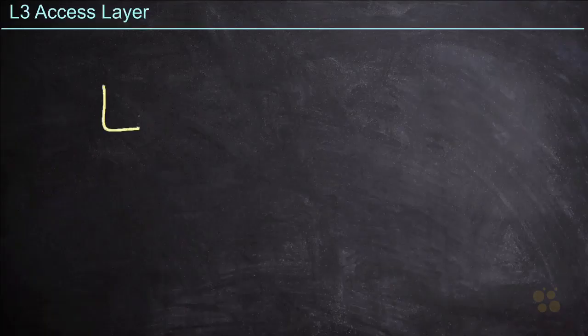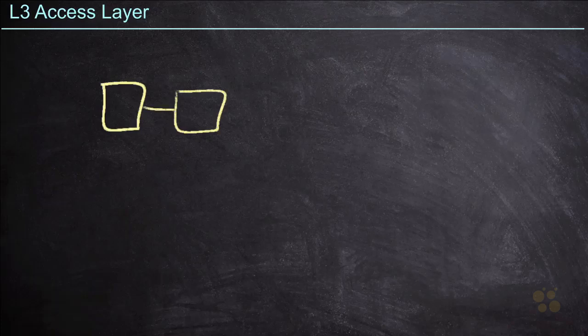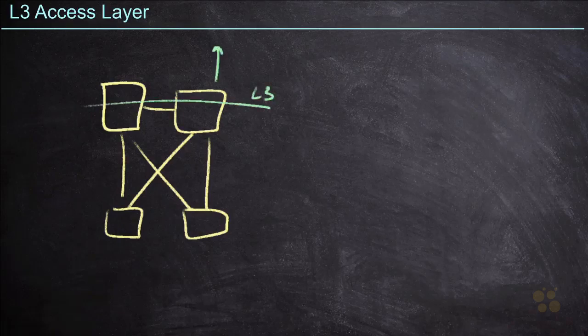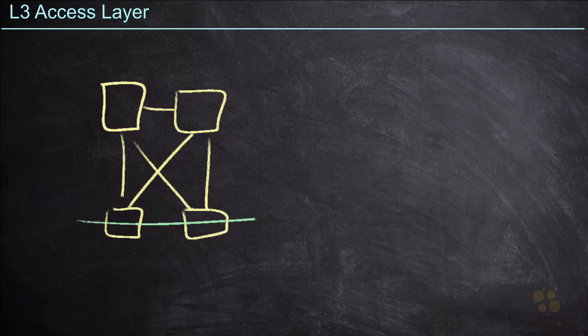Let's draw out our topology once again, where we have our two distribution switches connected together, and we have access layer switches down here. Now in the previous video, we talked about how we'd extend layer 2 down to these access layer switches. And in that design, we had a layer 3 boundary that existed here, where we're talking upstream to the core at layer 3 and downstream at layer 2. Well, the idea behind layer 3 access layer extensions is to move that boundary down here, where we have layer 3 between the distribution layer and the access layer, and layer 2 down to the clients.